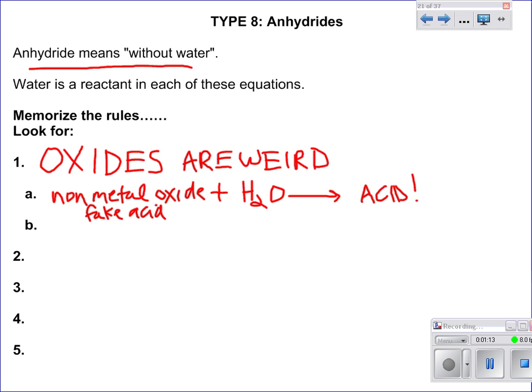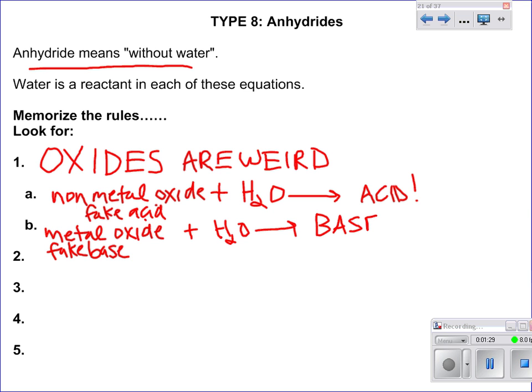Okay? So the same is true for the metal oxides. The metal oxide, or the basic anhydride, which Demo called a fake base, if you add water to it, we call that now a real base. Okay, so you already know those two rules, and we're actually going to apply them in this anhydrous situation.